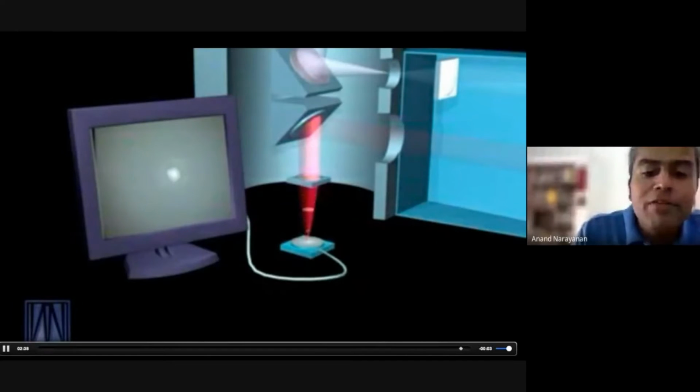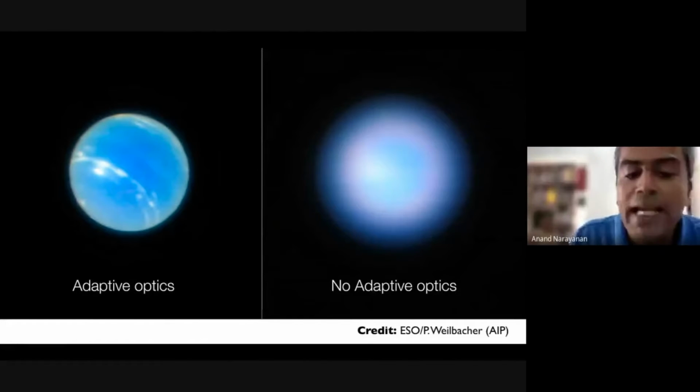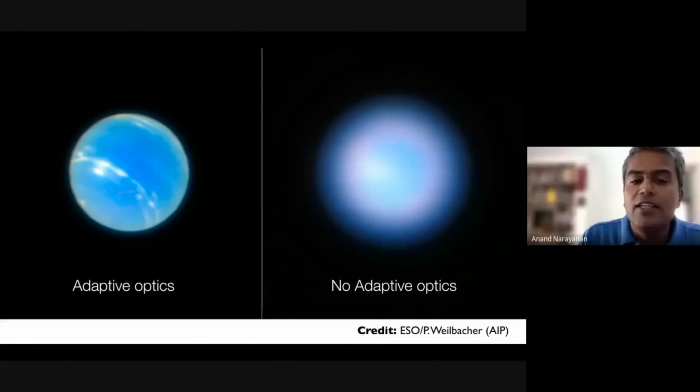So this adaptive optics technology was crucial for both teams to make the kind of discoveries that they did. Okay. So I'll just show you how powerful this adaptive optics technology is. So here is the planet Neptune without adaptive optics and with adaptive optics. You can see how sharp the image is.